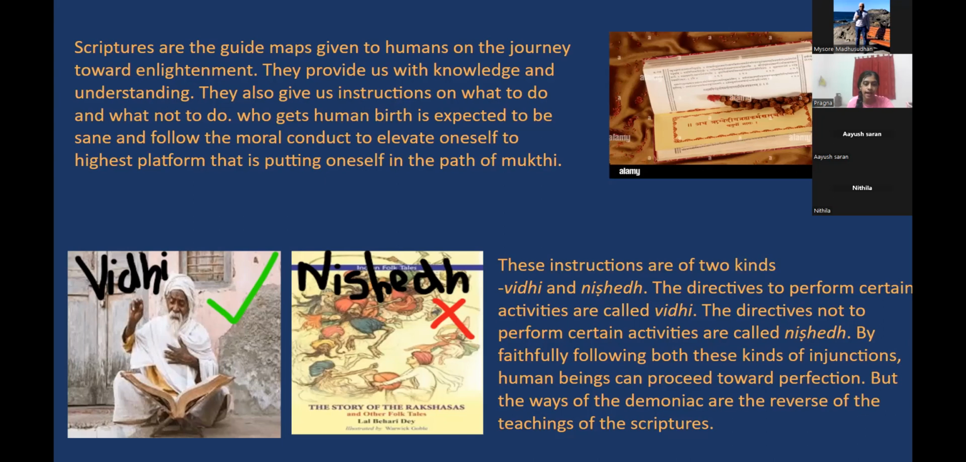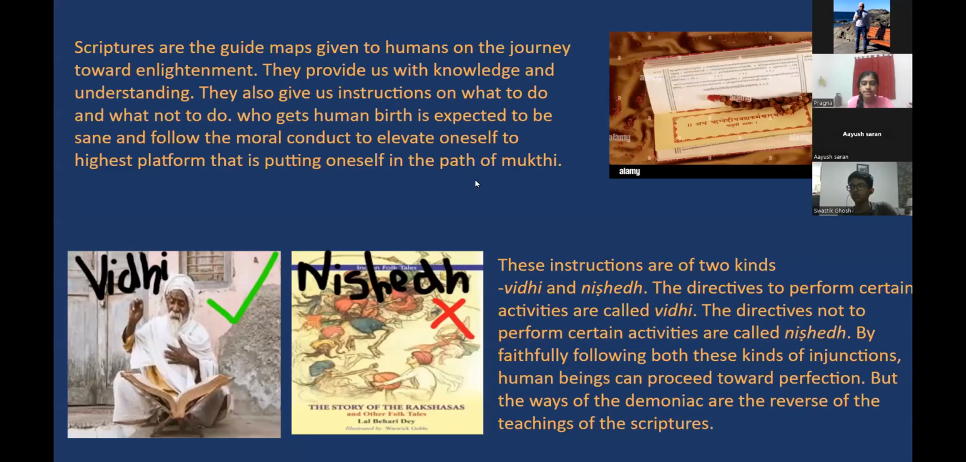So we all are humans. When we get the human birth, we have more IQ or more knowledge and understanding than other animals around us. So we have to follow the directions that the scriptures provide us with, so that we can elevate our being, meaning we can get higher in our spiritual direction, and we can attain mukti.